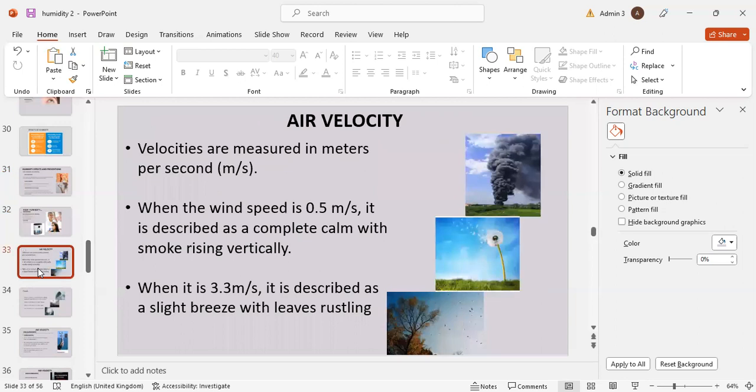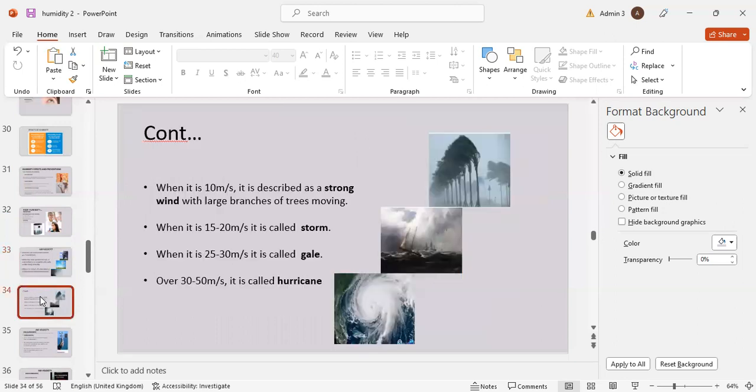Air velocity. My next topic is air velocity. Velocities are measured in meters per second. When the wind speed is 0.5 meters per second, it is described as complete calm with smoke rising vertically. When it is 3.3 meters per second, it is described as a slight breeze with leaves rustling. When it is 10 meters per second, it is described as a strong wind with large branches of trees moving.